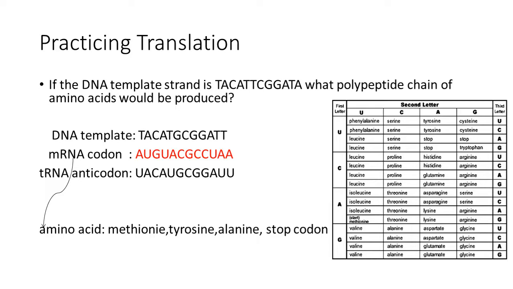The first codon, AUG, gives methionine. The second codon, UAC, will give tyrosine. The third codon, GCC, will give alanine. The last codon, UAA, is a stop codon.